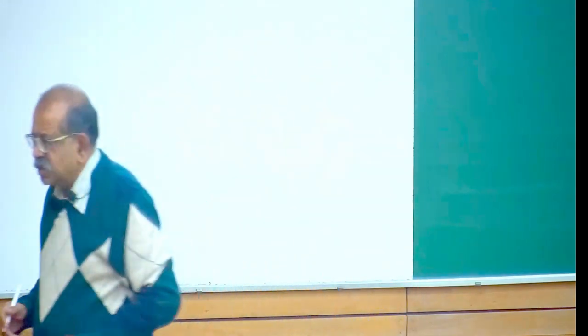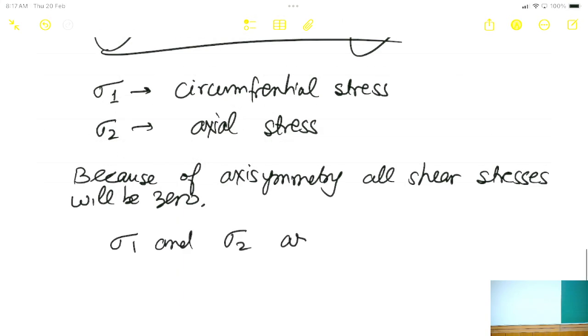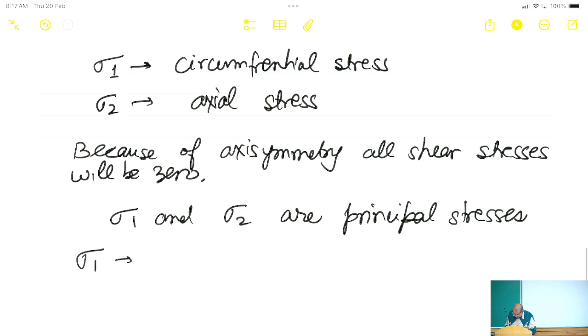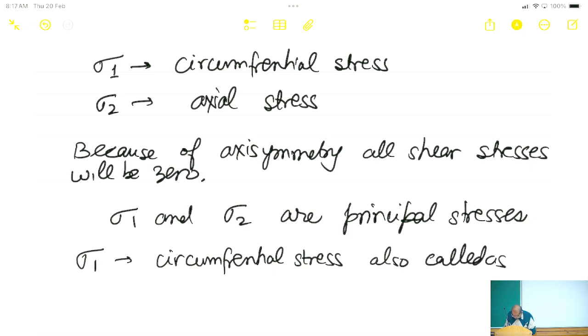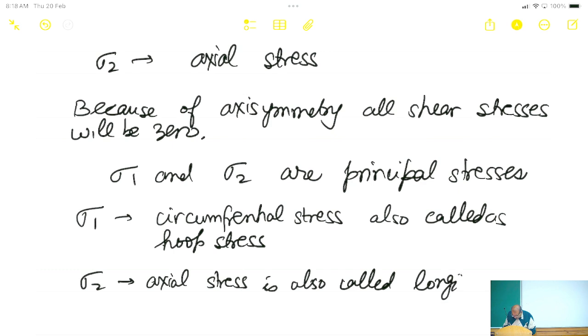That means, because there are no shear stresses, sigma 1 and sigma 2 are the principal stresses. Now sigma 1, which is the circumferential stress, is also called hoop stress. And sigma 2, the axial stress, is also called longitudinal stress.